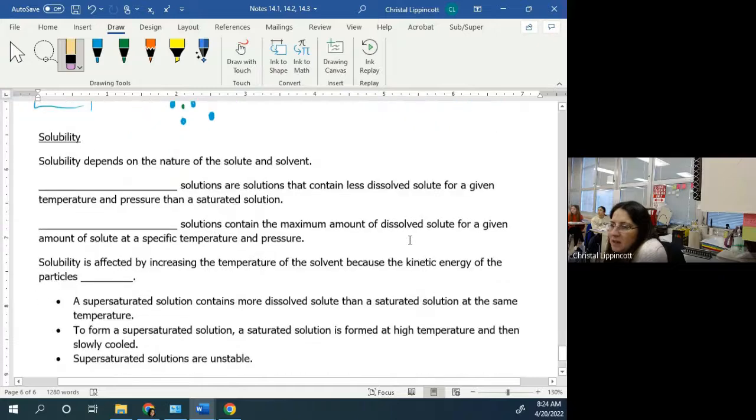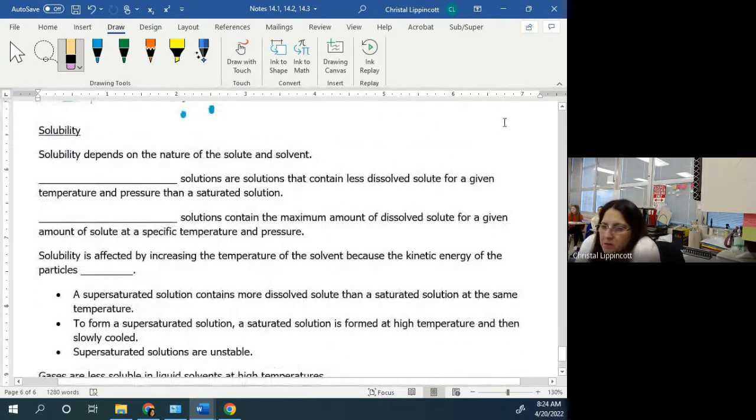All right. So solubility depends on the nature of the solute and the solvent. Did I repeat this? No, this is fine.